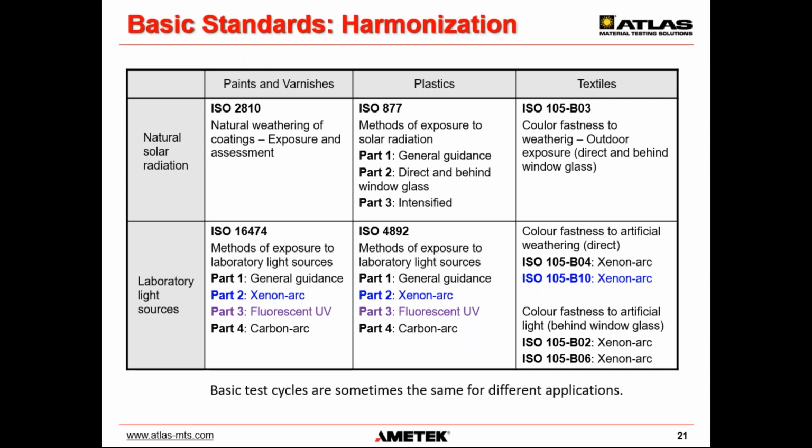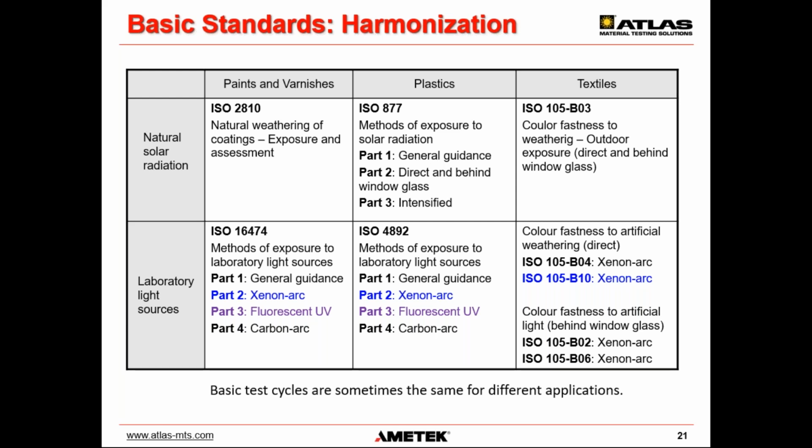Here's a summary slide for the ISO basic standards for the paints and varnishes industry, the plastics industry, as well as the textile industry. And most applications almost universally refer to these basic standards. However, there are a few exceptions. There are some other basic standards, for example, for photovoltaics and for interior graphics and what have you. But for the most part, these are the basic standards which are used in our industry.